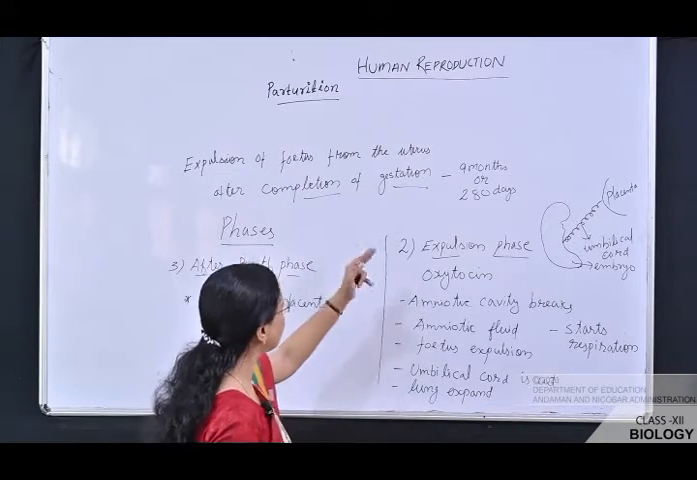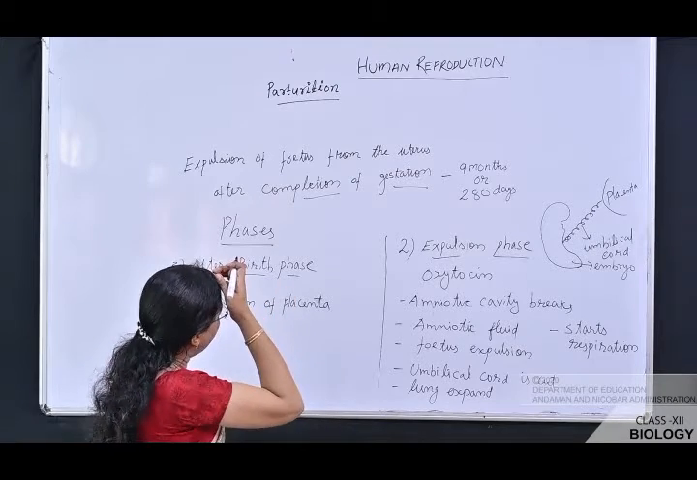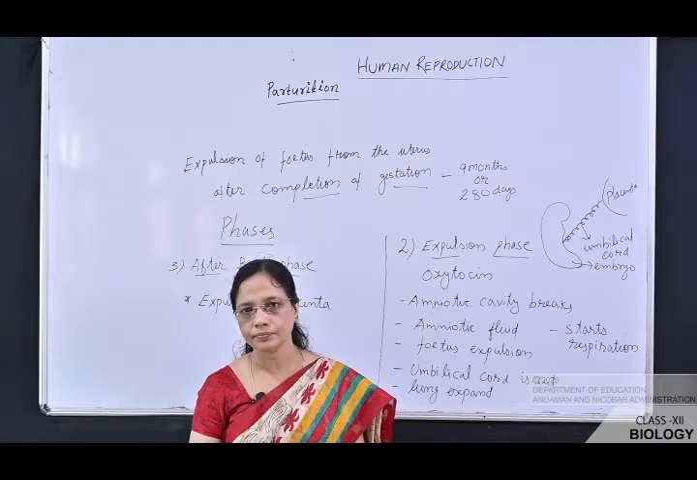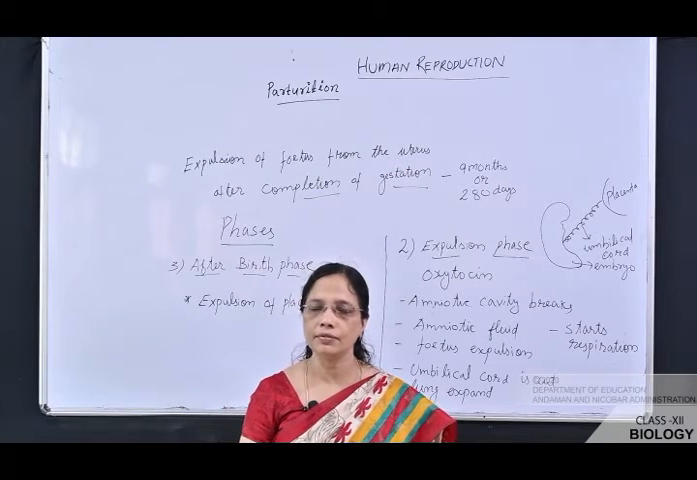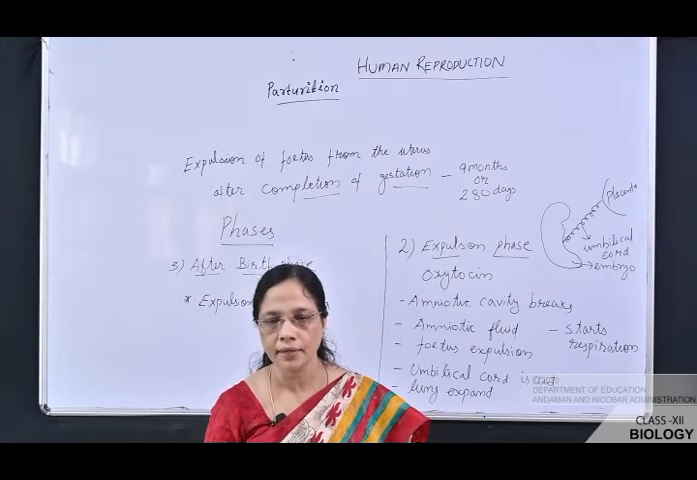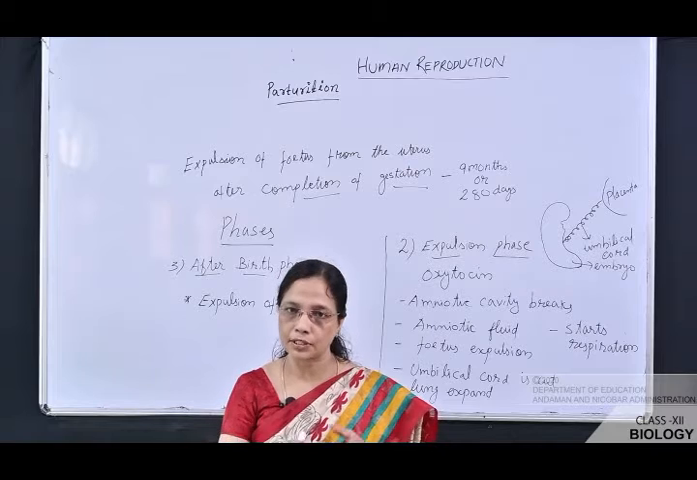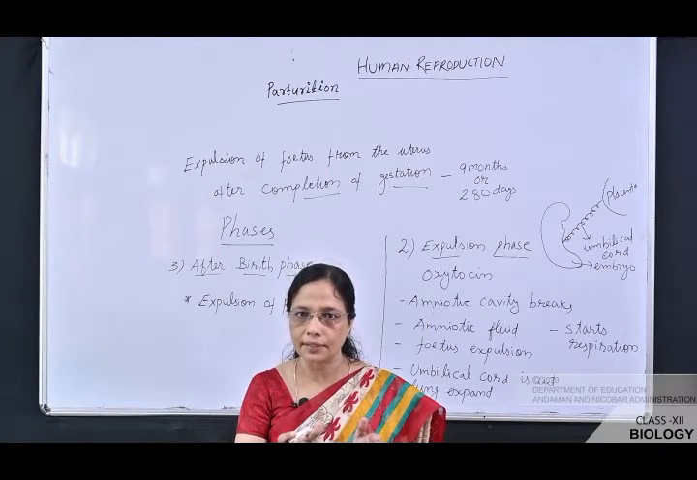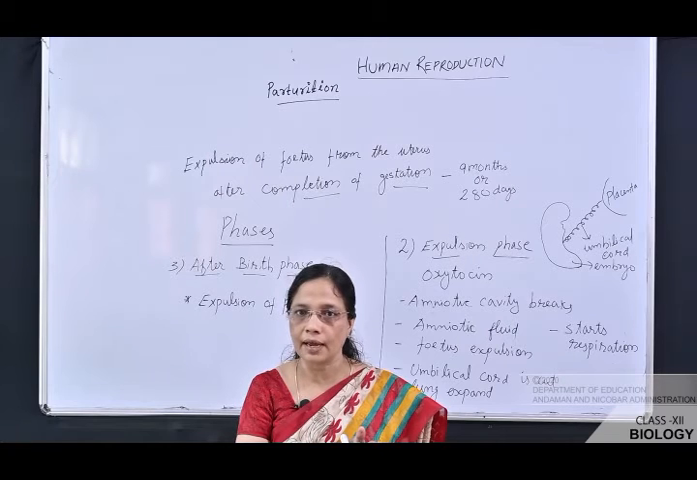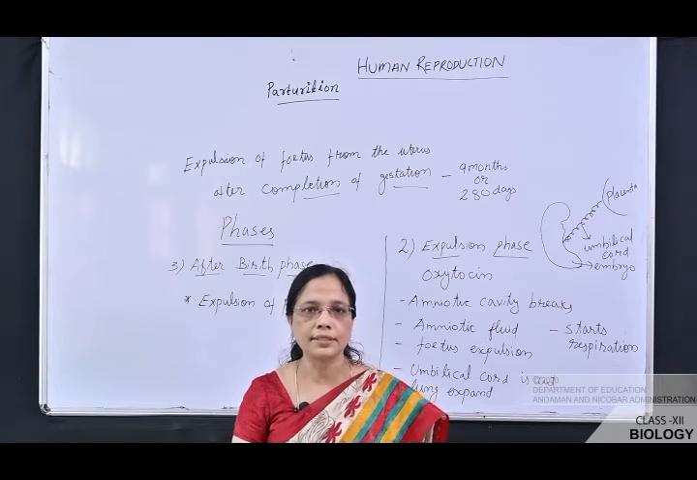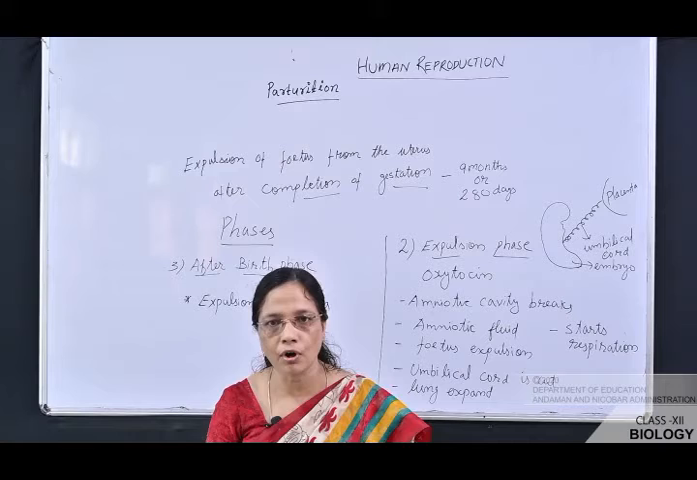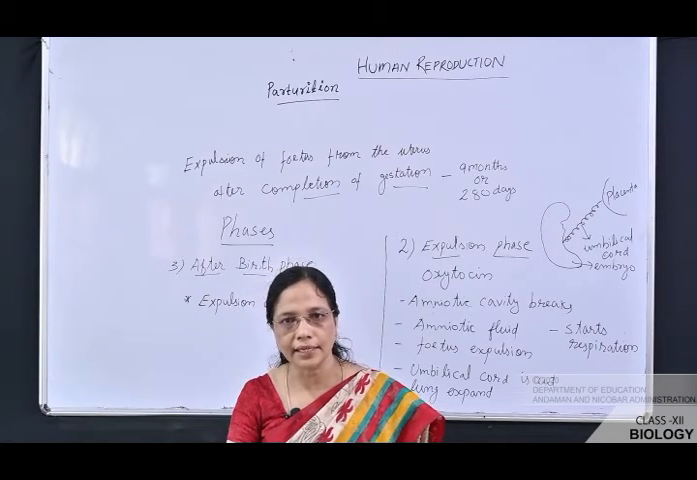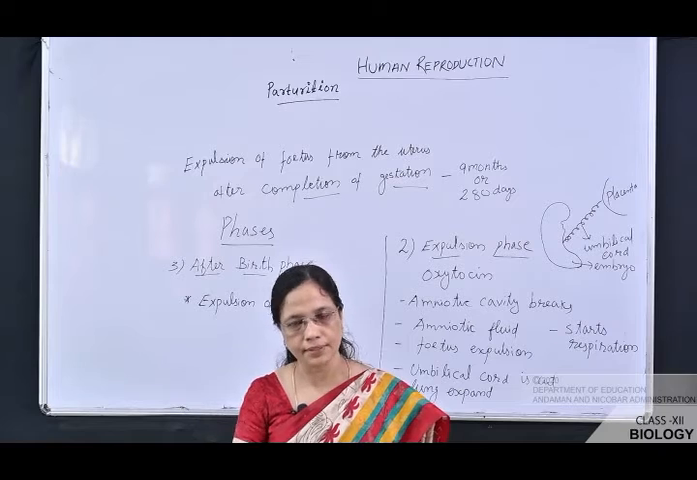So these are the three phases of parturition. What are the three phases of parturition? First is the dilation phase. Why is dilation required? Dilation is required to expand the organs in the pelvic region, that is the cervix, vaginal cavity, and all. That is caused by a hormone called relaxin. Relaxin helps in dilation of the cervix.